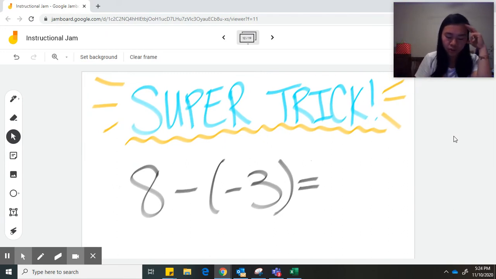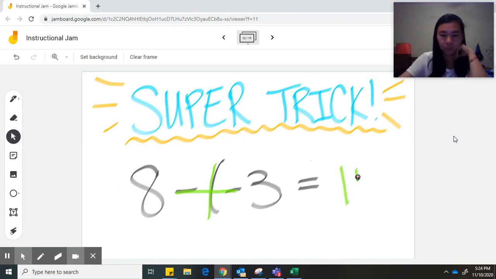So if you see two negatives side by side like this, minus a negative 3, what I want you to do is we're going to draw a line and connect those two lines right here, and we're going to use this parentheses, draw a line down, and what do we see there? We see a plus sign. So we don't really need this parenthesis. We're just going to do 8 plus 3. What is 8 plus 3? 11. So that is my super trick.